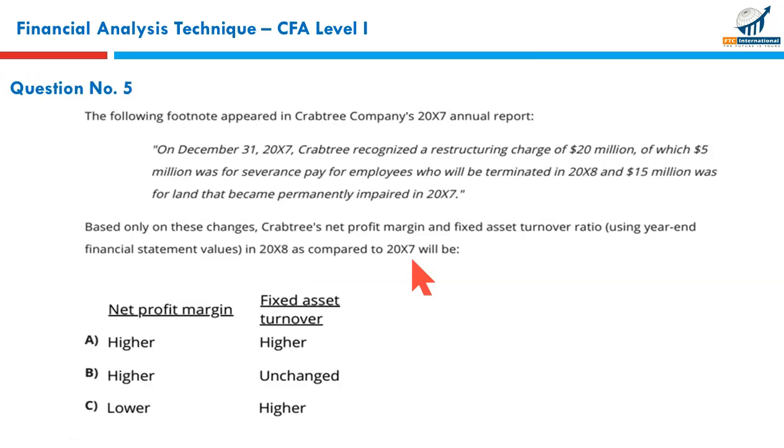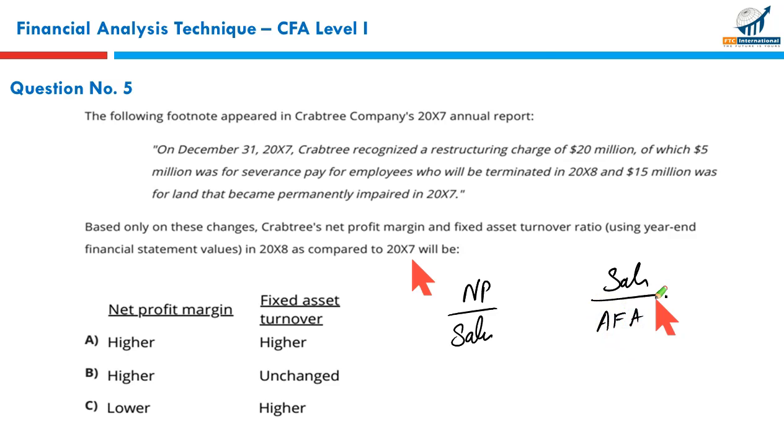First of all, net profit margin is computed using this formula: net profit upon sales multiplied by 100. And fixed assets turnover is equal to sales divided by average fixed assets. It includes land as well.